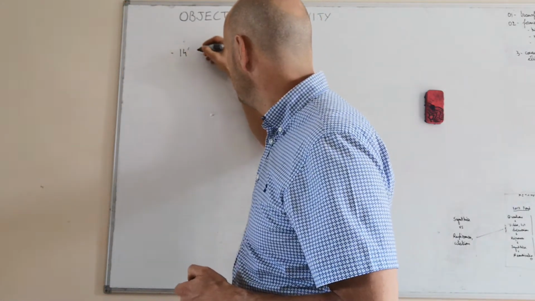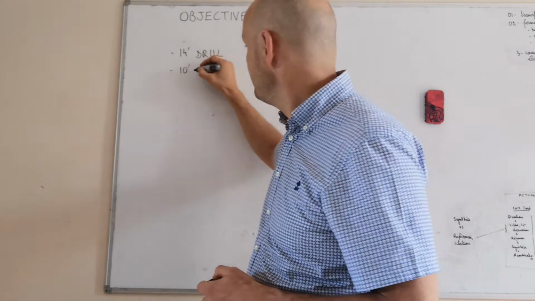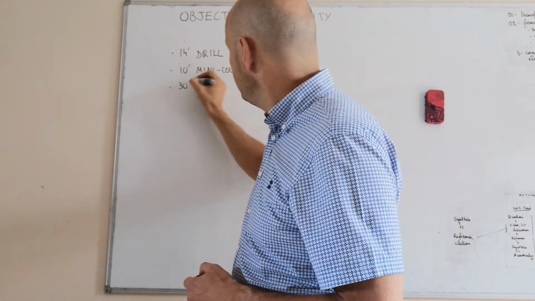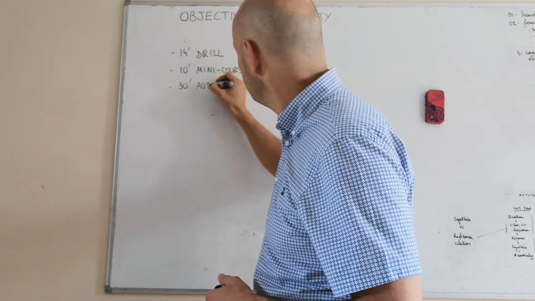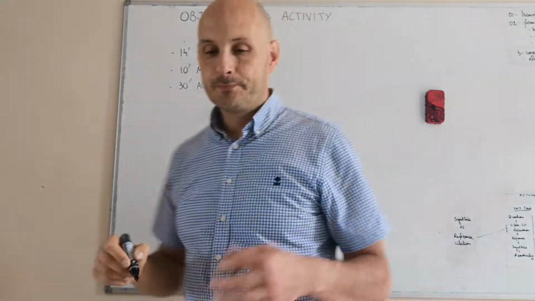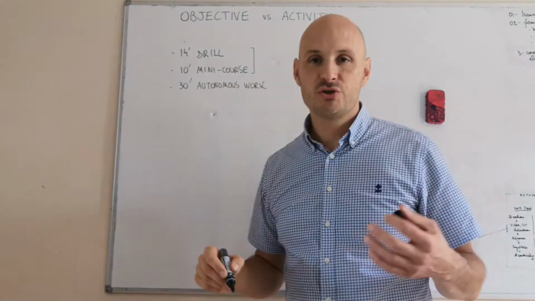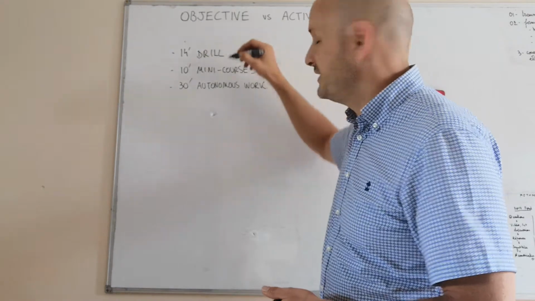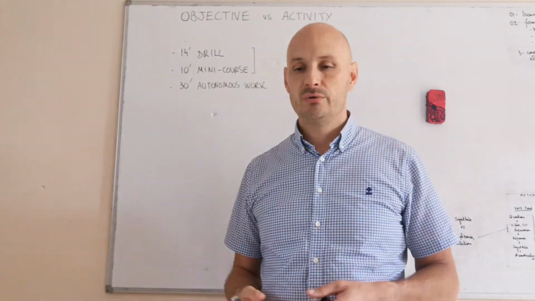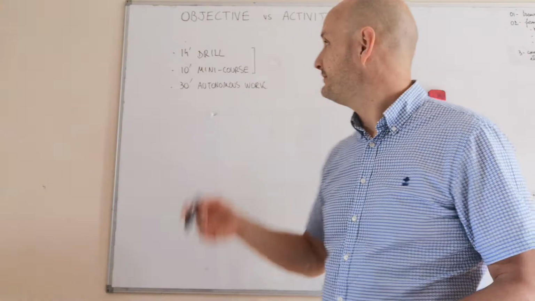Maybe you have 14 minutes of drill. Maybe then you have a mini course for 10 minutes. And let's say 30 minutes of autonomous work. So, in fact, for the first two time slots, you don't have much choice. The teacher is going to tell you, we do, for example, the mathematics, the fraction drill. Maybe you are level 5 and your neighbor is level 2, your teammate is level 4 or 10, but you do fractions. You don't have much choice for 40 minutes.